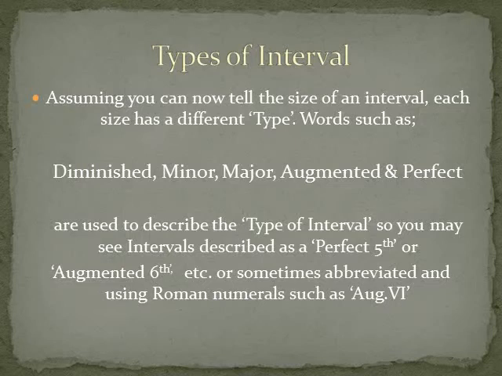Now, assume you can now tell the size of an interval, that's counting the letter names. Each size, as we said, has a different type, and you'll hear words such as diminished, minor, major, augmented, and perfect, just like the families. They're used to describe the type of interval, so you may see intervals described as a perfect fifth, or an augmented sixth, etc. And again, sometimes you might find they're abbreviated and using Roman numerals instead, such as aug 6.